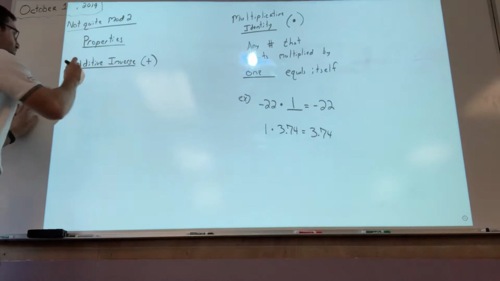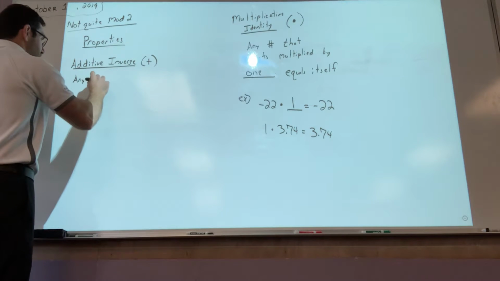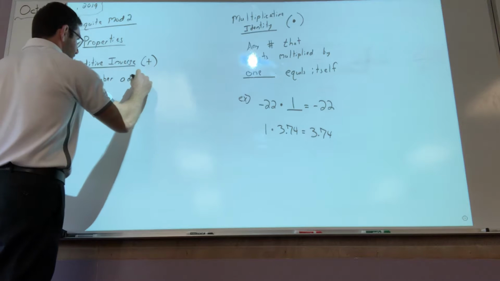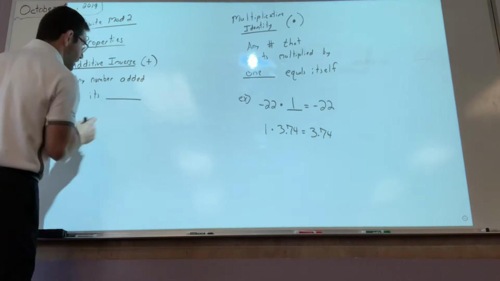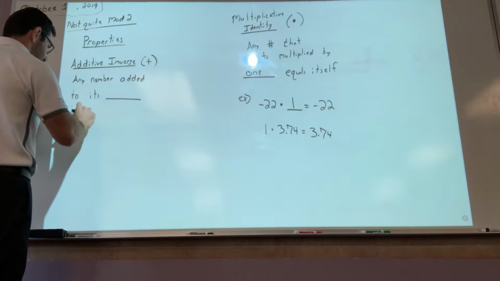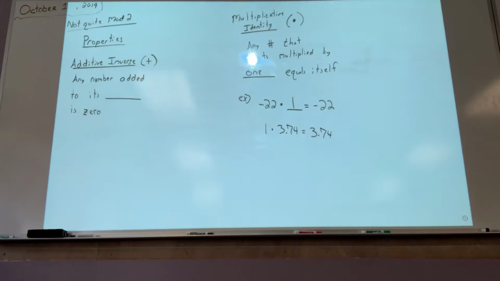So additive inverse. This says any number added to its blank is 0. Any number added to its blank is 0.